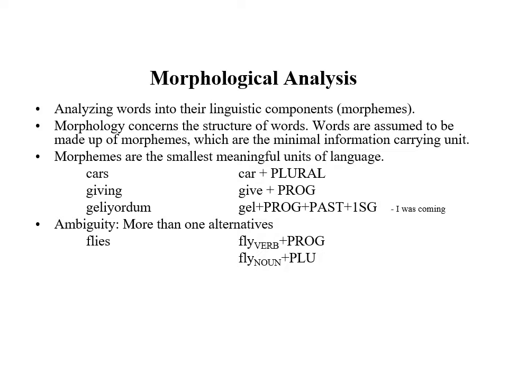And geliyordum is a word which came from Turkish. Its meaning is I was coming in English. And it contains four things: gel plus progressive plus past tense plus first person singular.